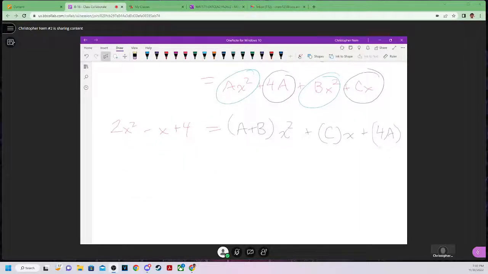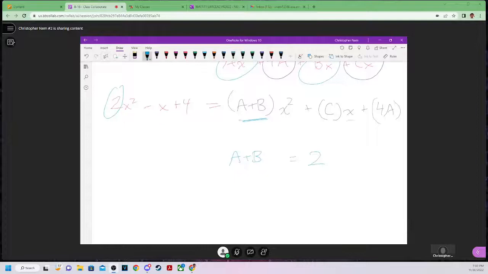Now, on the right side, the coefficient is 2 for the x squared. This is the coefficient of x squared, so that means a plus b is equal to 2. Now, let's look at the single x. The coefficient for that is -1, and you only have c, so c is equal to -1. And then your constant is 4, but we have 4a on the left side, so that means 4a has to be equal to 4. This is your system.